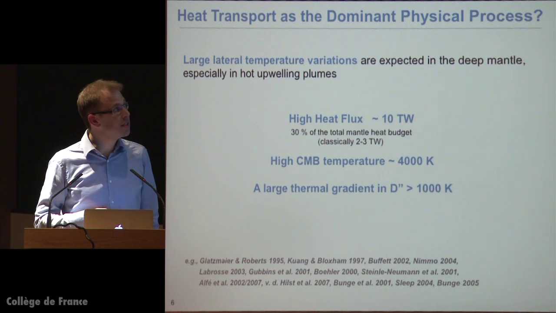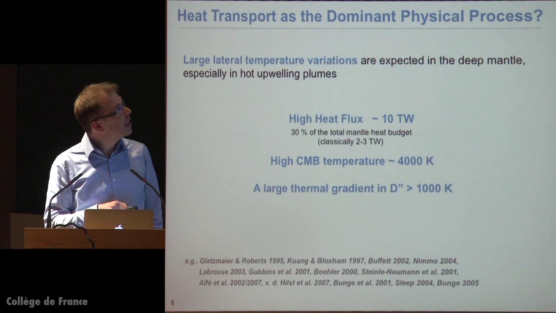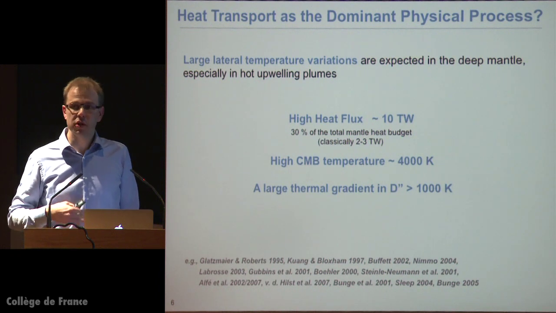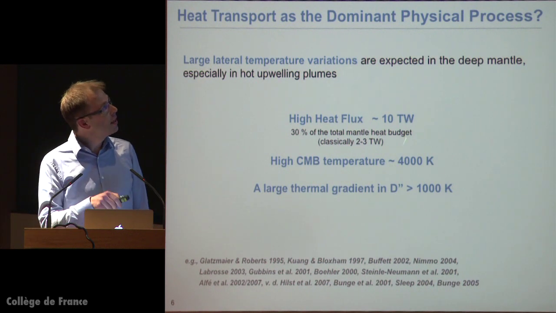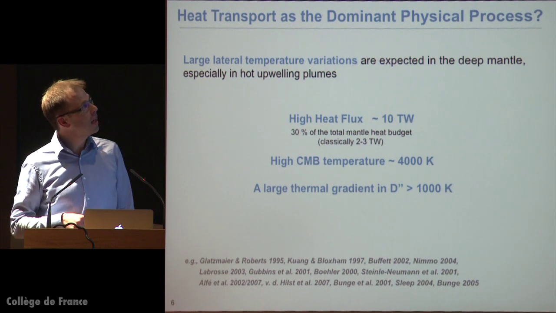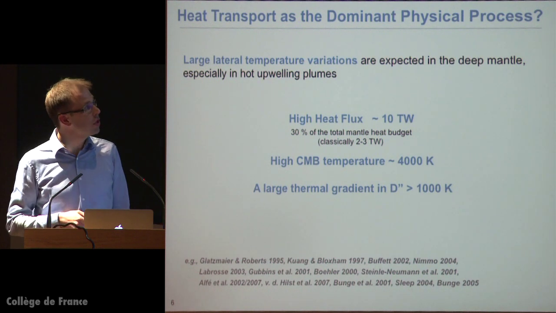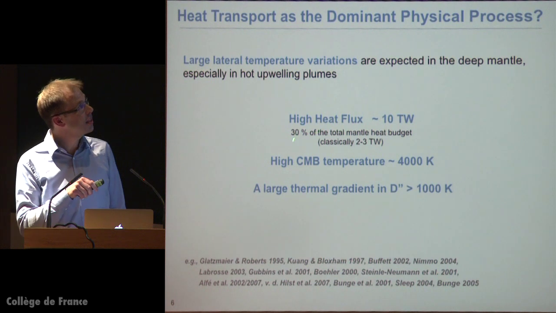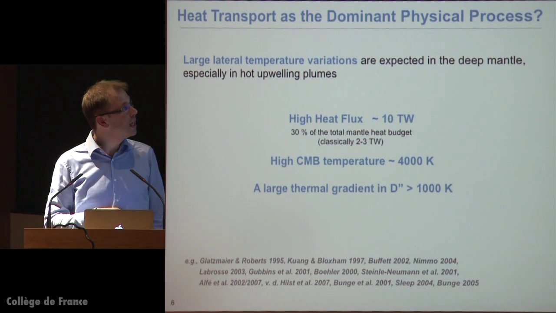This was just discussed now. We have to look at heat transport, and actually what is the range of lateral temperature variations that we expect down in the deepest mantle. We have seen these values of a high heat flux, 10 terawatts or even higher, depending on whom you ask, but this is much higher than classically inferred based on the dynamic topography over hotspots, as was mentioned.